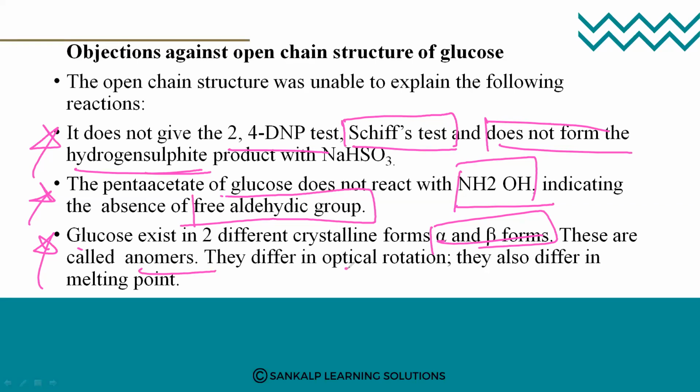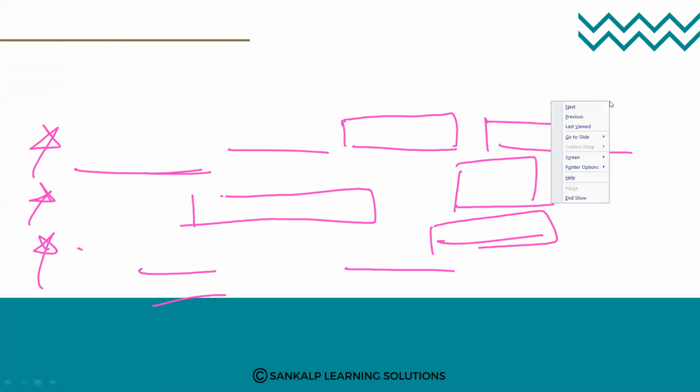So they differ in what? They differ in the optical rotation, and they also differ in the melting point. So these are the objections which were against the open chain structure.